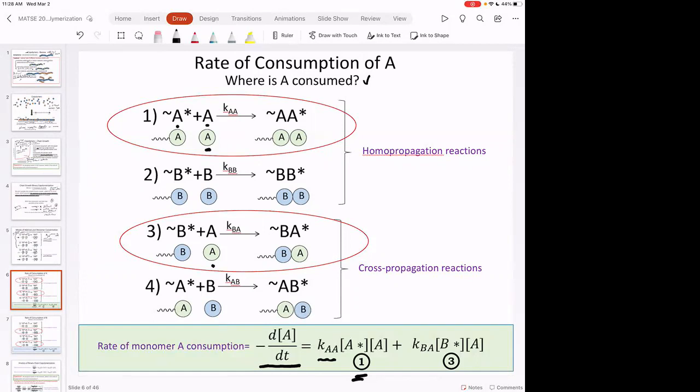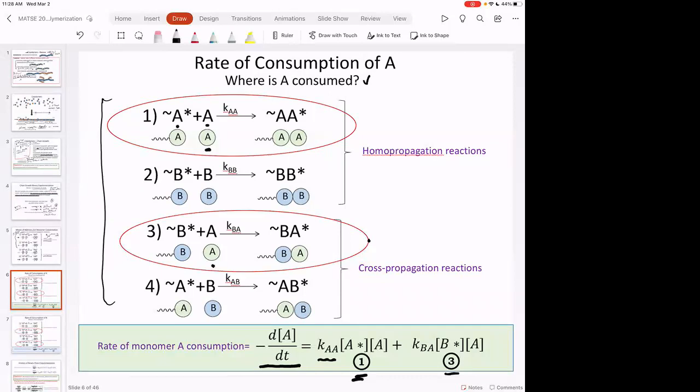Although monomer A is also decreased in reaction 3. So we need a rate expression for that. So we take the rate constant, KBA, times the concentration of active center B, times the concentration of monomer A. So we haven't done anything fancy here. The hard part was figuring out what these 4 equations were and getting the rate constants. But now that we have all of the reactants and we have all the rate constants, you can write the rate expression. Who's confused on this?